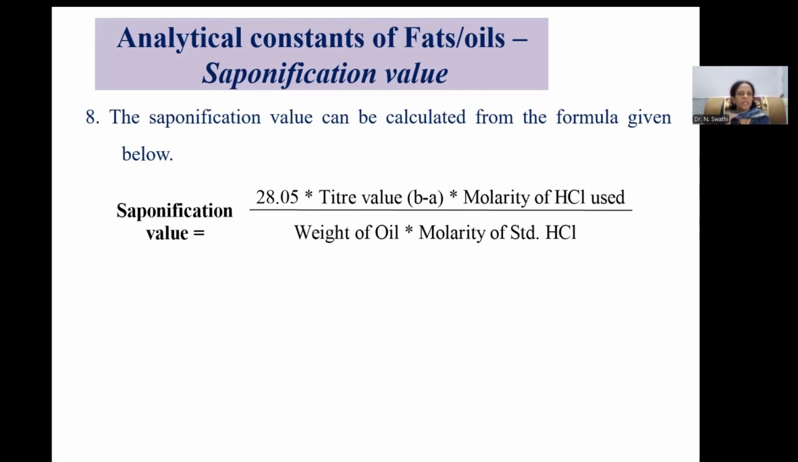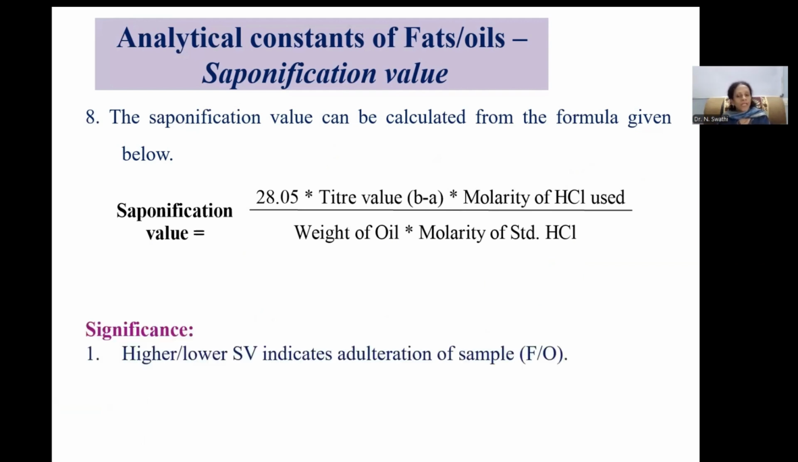Now that you have learned the definition of saponification value and its determination, which includes principle and procedure, let us try to understand the significance of this saponification value. Higher or lower saponification value indicates adulteration of the sample. That means each and every fat or oil has its own characteristic saponification value. Any deviation from this value indicates adulteration of the sample.